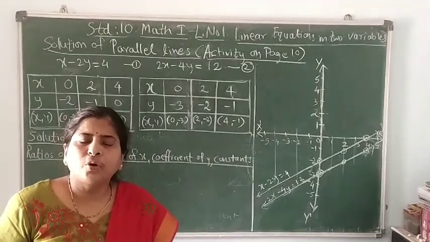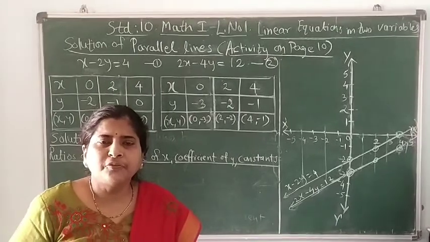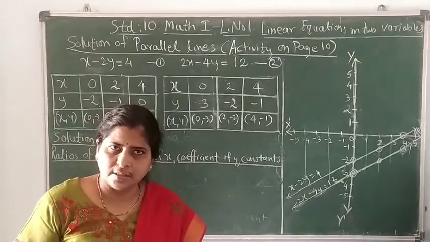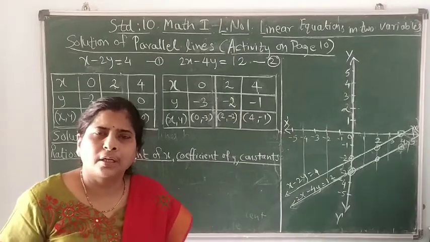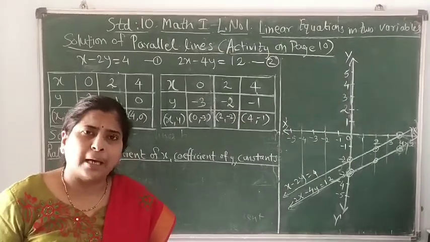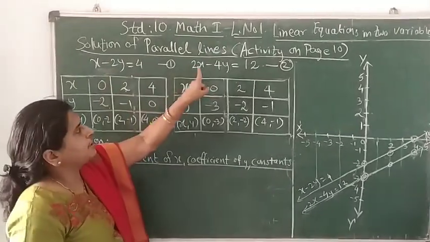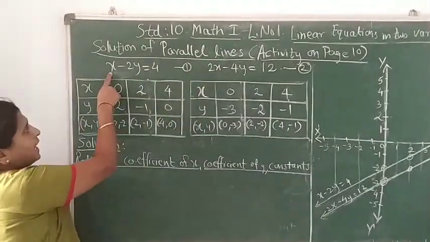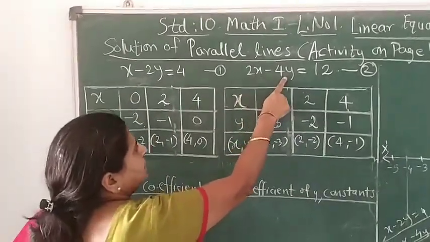Now let's see what is the solution of two parallel lines. If the given two equations are such that if we draw their graph on the graph paper and we get parallel lines, as we can see here on the board, these are the two given equations. First equation is x minus 2y is equal to 4 and the other equation is 2x minus 4y is equal to 12.